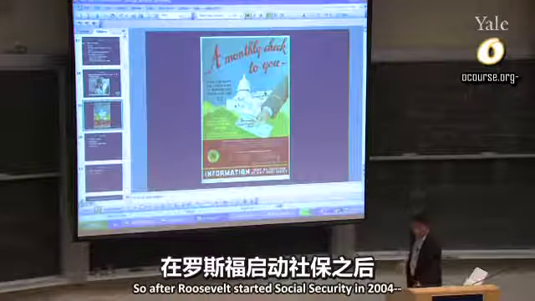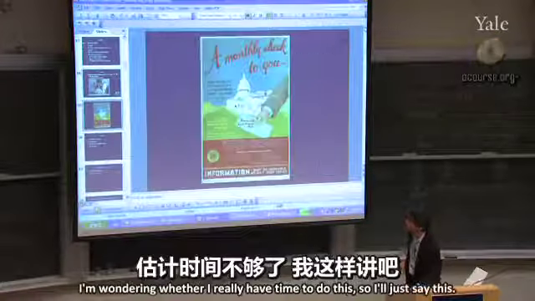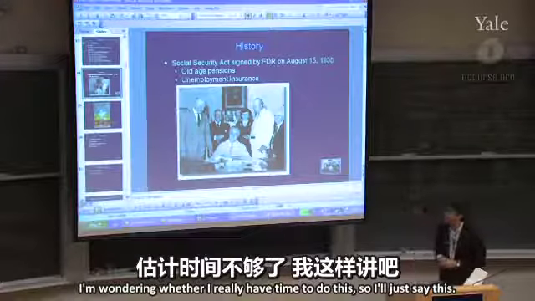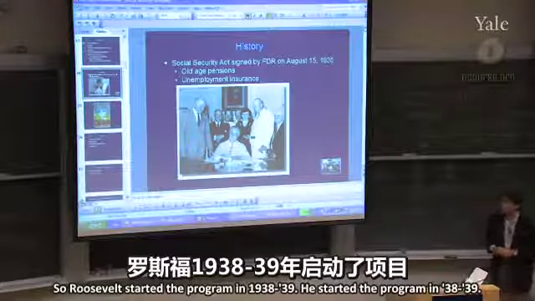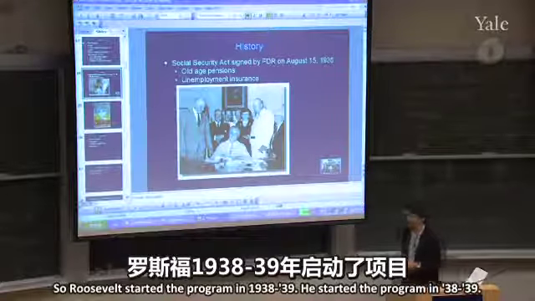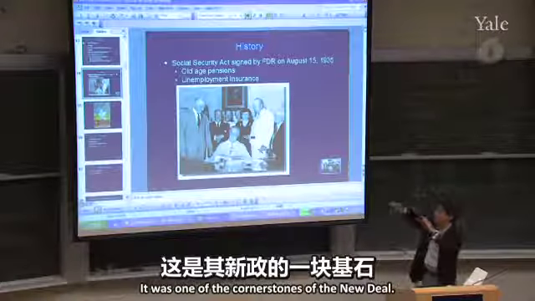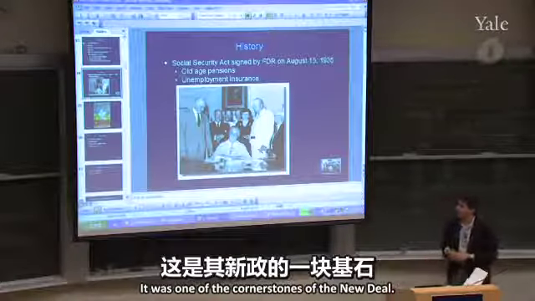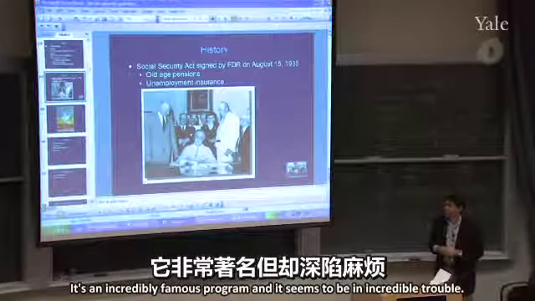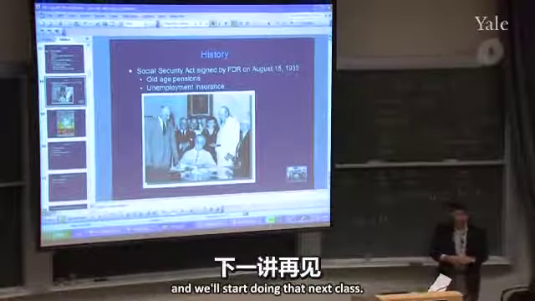So after Roosevelt started Social Security, I'm wondering whether I really have time to do this. So I'll just say this. Roosevelt started the program in '38, '39. It was one of the cornerstones of the New Deal. It's an incredibly famous program, and it seems to be in incredible trouble. So we need to get to the bottom of why that is, and we'll start doing that next class.